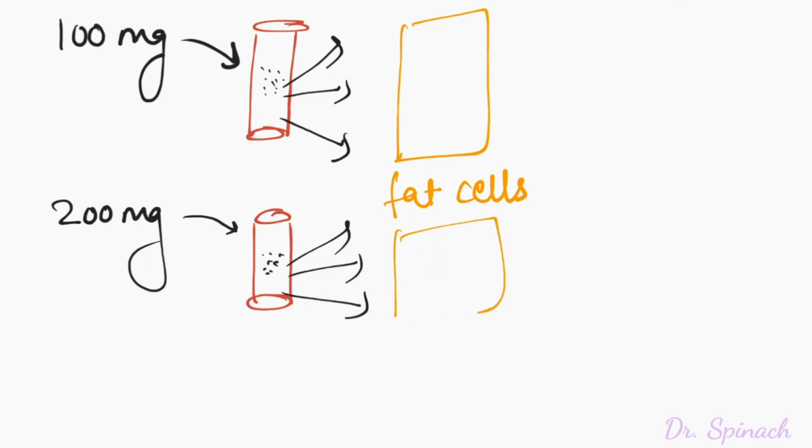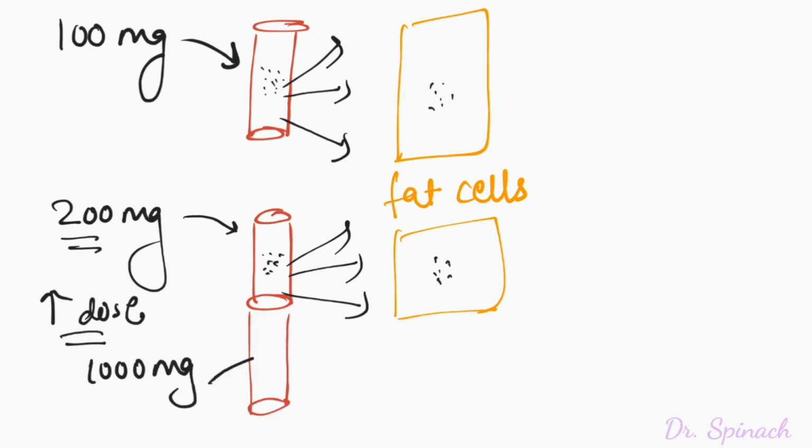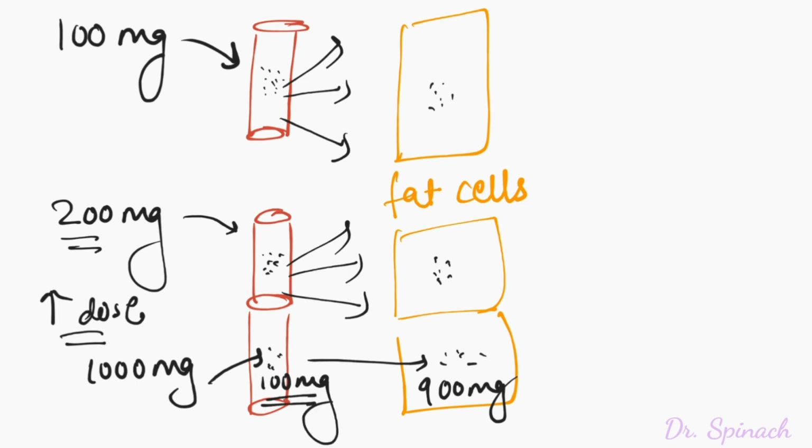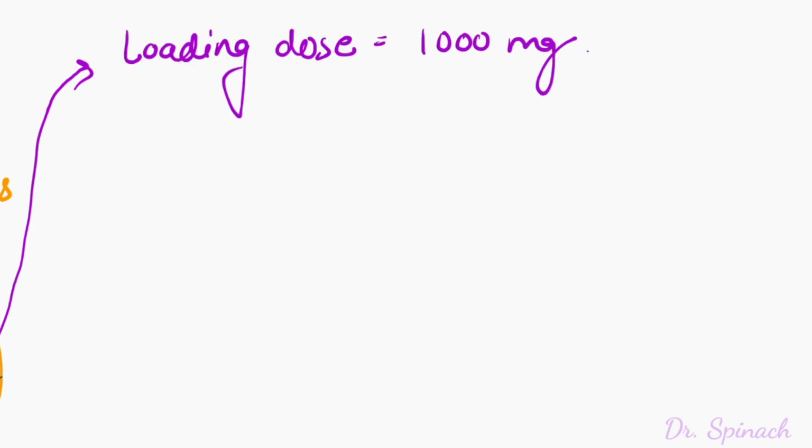Again, it gets distributed to the adipose tissues. So you keep on increasing the dose until fat cells can't accommodate the drug. Assuming that you gave 1000 mg or 1 gram of the drug, 900 mg goes to the extravascular tissue and 100 mg stays unbound in the plasma to kill the parasite. This initial high dose needed to start the therapeutic effect is known as loading dose. In our case, it is 1 gram.